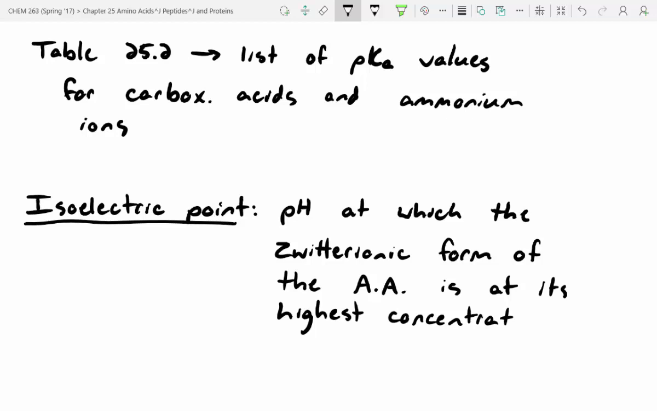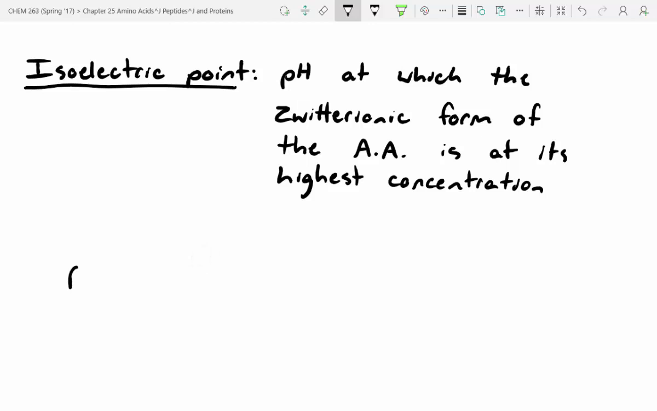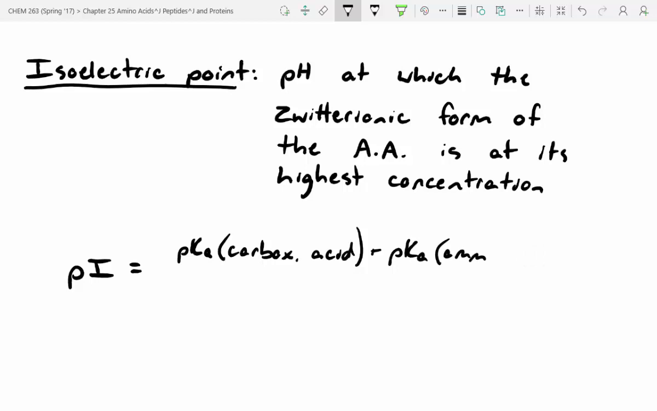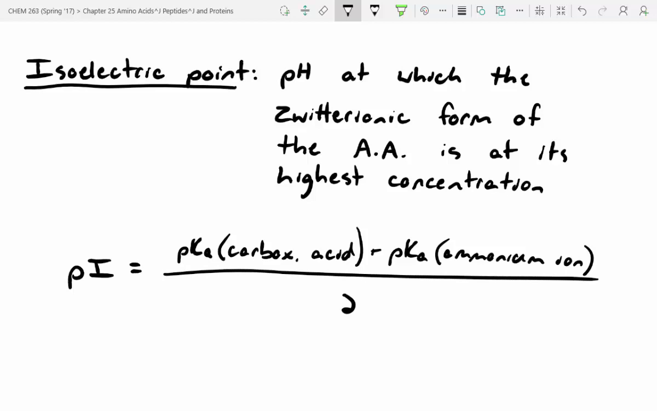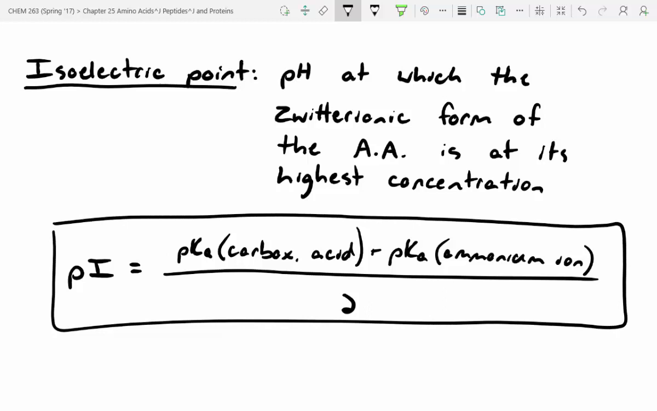All right, and this is pretty easy to calculate. Typically they call this Pi, and it's the pKa of your carboxylic acid plus the pKa of your ammonium ion divided by 2. So really it's just the average of those two pKa values. So it's a pretty interesting thing.